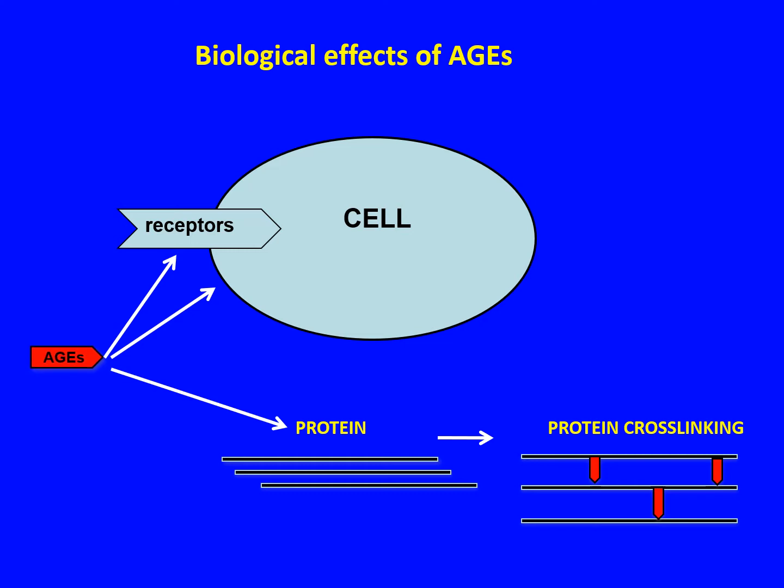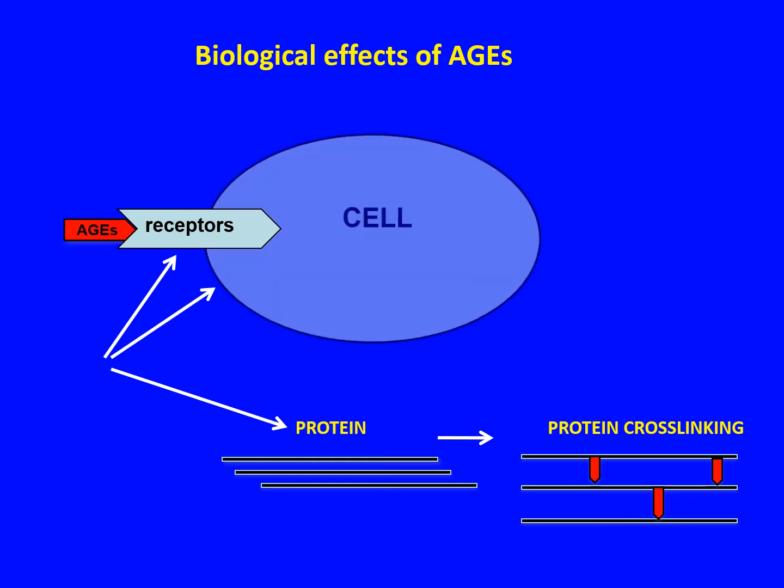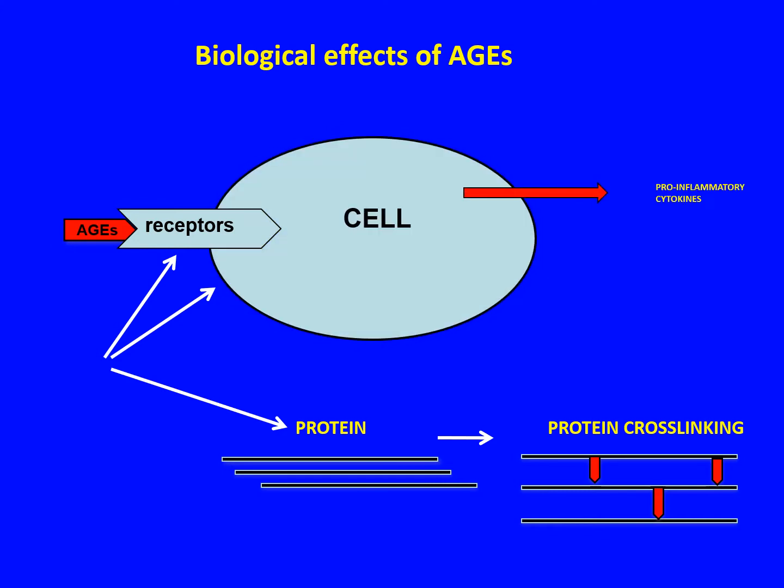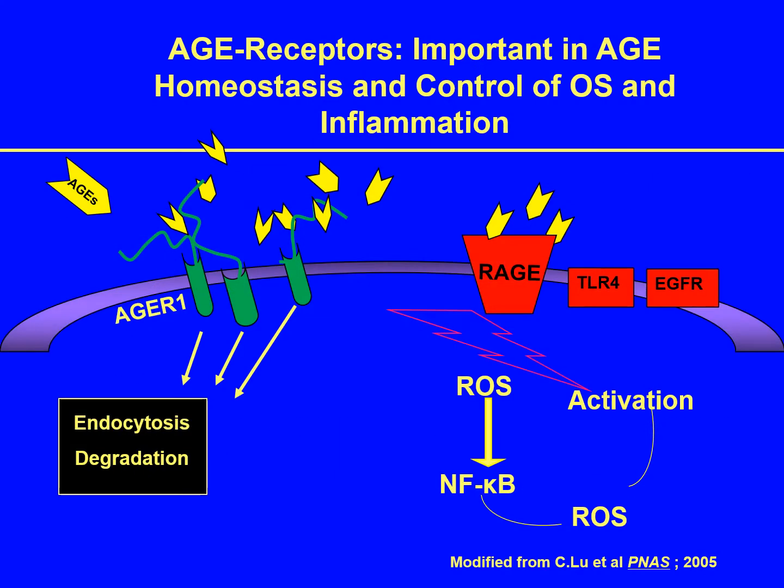On the other hand, AGEs acting through receptors and non-receptor mechanisms are able to activate many cell pathways, leading finally to increased oxidative stress and inflammatory cytokines. There are several AGE receptors, some pro-inflammatory such as RAGE and TLR4, and some anti-inflammatory such as AGER1. Actually, the binding of AGEs to AGER1 leads to degradation and endocytosis of AGEs, so it acts as a protective mechanism.